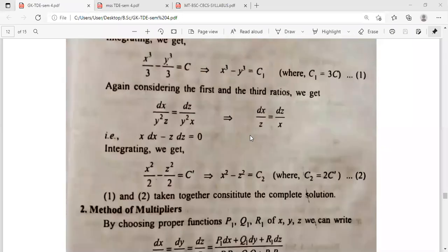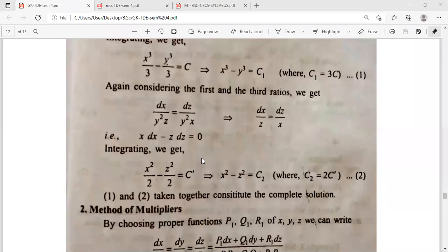Now by taking first and third, you see here y square will cancel. The remaining involves dx, dz, and x and z. There is no term containing y, that has already cancelled. Now that is easily solvable. The same you are writing here by cancelling y square and y square, and you are writing dx by z equal to dz by x. Cross multiplying means you get x dx minus z dz equal to 0.